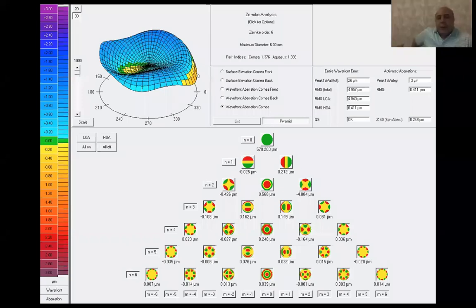So any comment from the panel regarding this point? No, I agree with you. If the coma and trefoil exceed 0.5, the quality of vision will be bad after a premium lens.